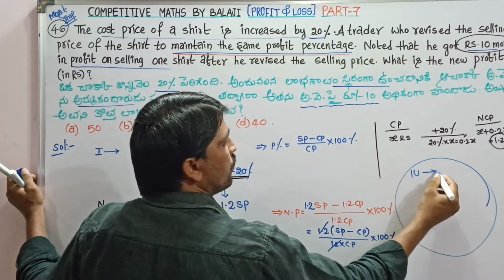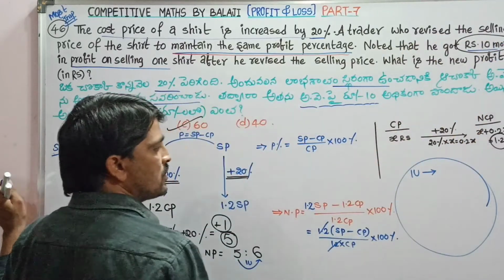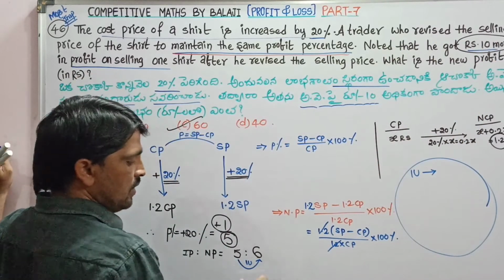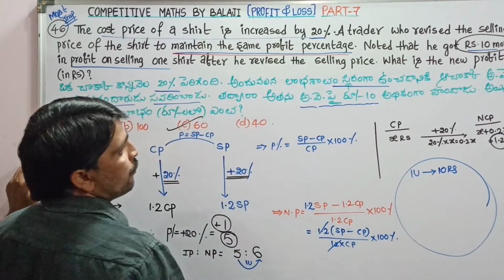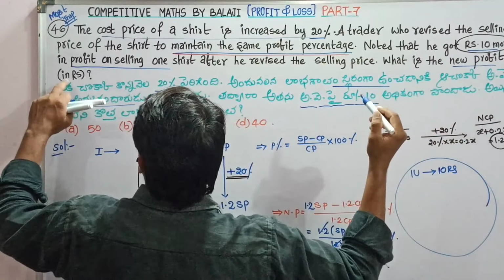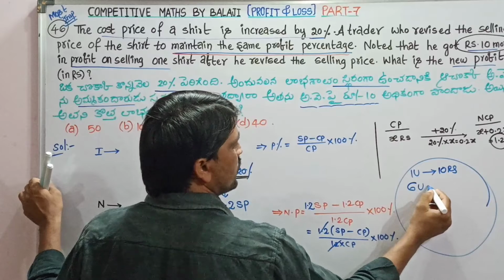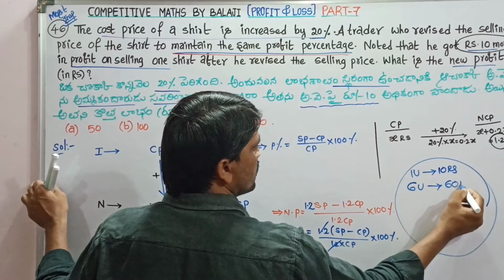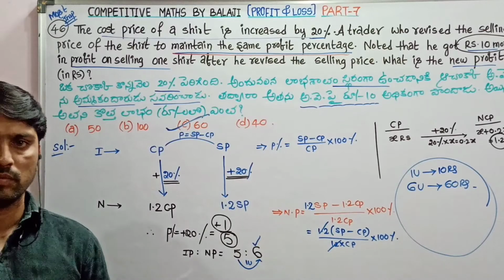this 1 unit is equal to, according to the question, he noted that he got 10 more rupees profit on selling price. That is, 1 unit value is 10 rupees, but we have to find the new profit in rupees. New profit is 6 units. 1 unit value is 10 rupees, then 6 units value is 60 rupees. So the answer is C. Okay.